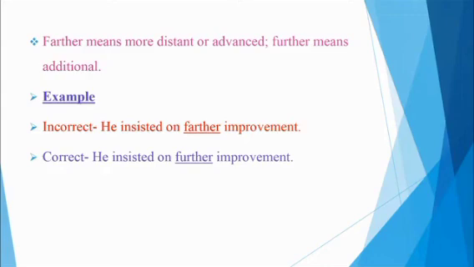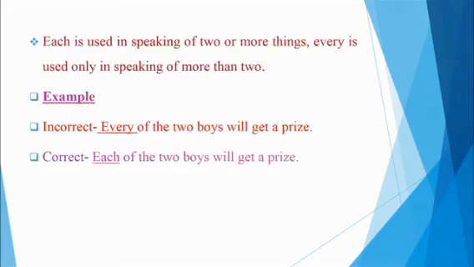Further means more distant or advanced. Further means additional. Let's see the example. He insisted on further improvement. Is that a correct sentence? No. The correct sentence is he insisted on further improvement. Here, improvement means advancement. So, we have to use further, that is FURTHER, in this sentence.